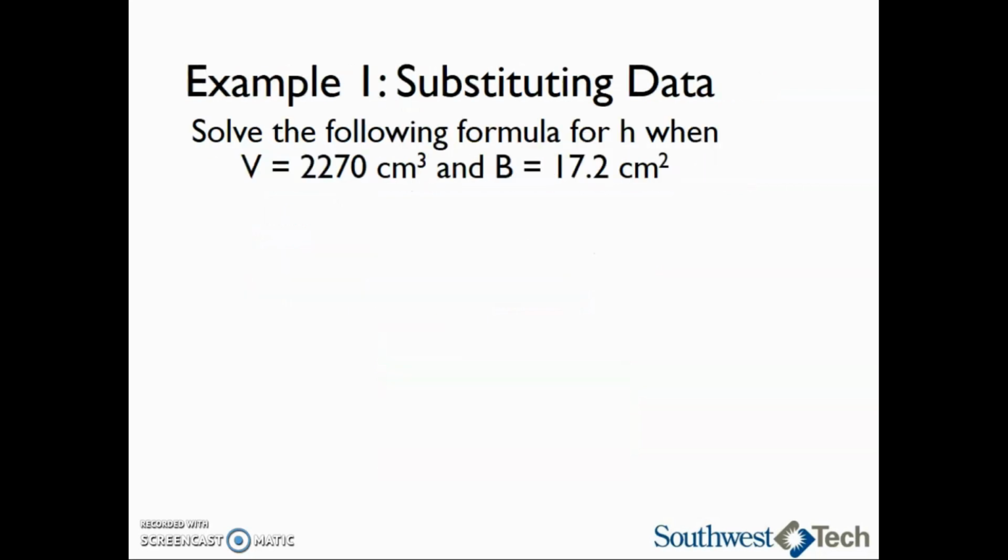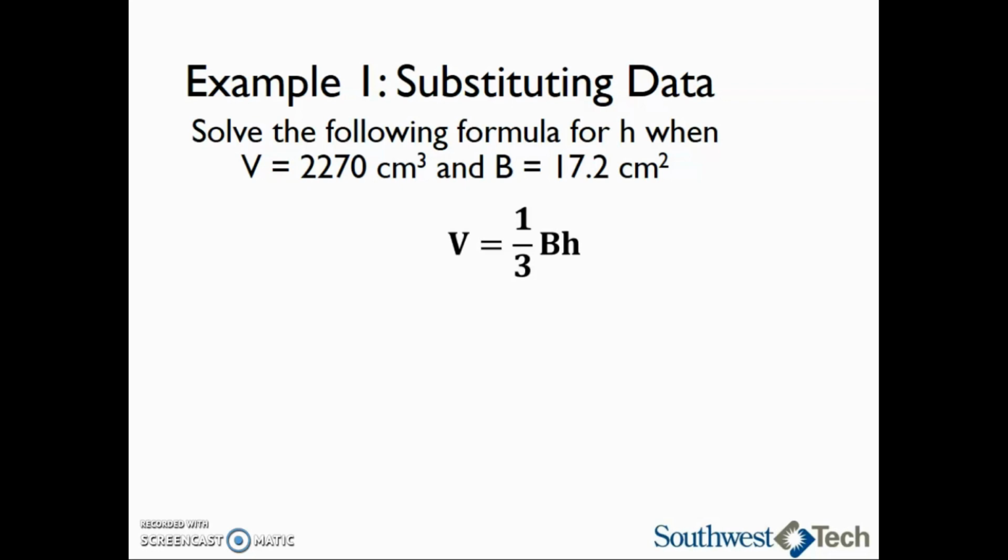In our first example, we need to solve the following formula for h, or height, when V, or volume, equals 2,270 cubic centimeters, and capital B, or the area of the base, equals 17.2 square centimeters. The formula we need to rearrange to solve for h is V equals 1/3 B times h.